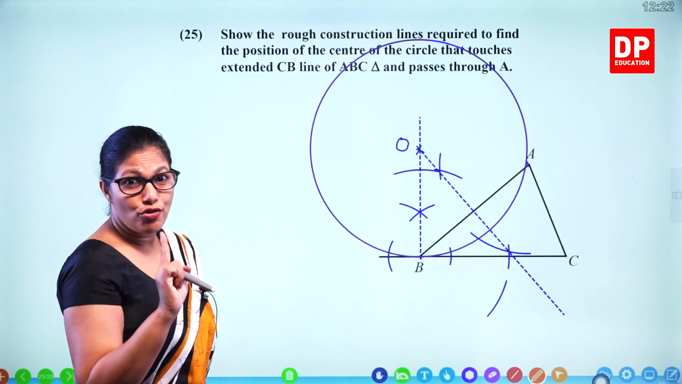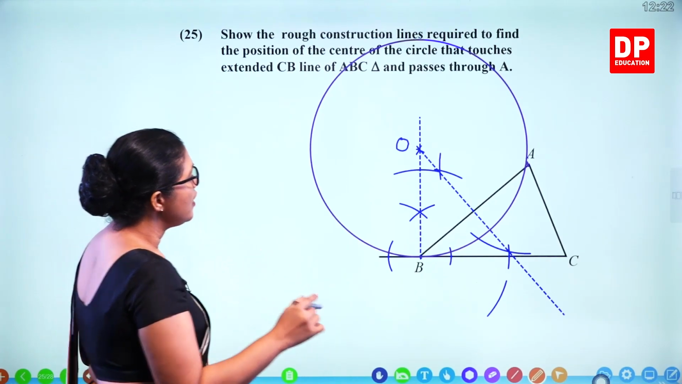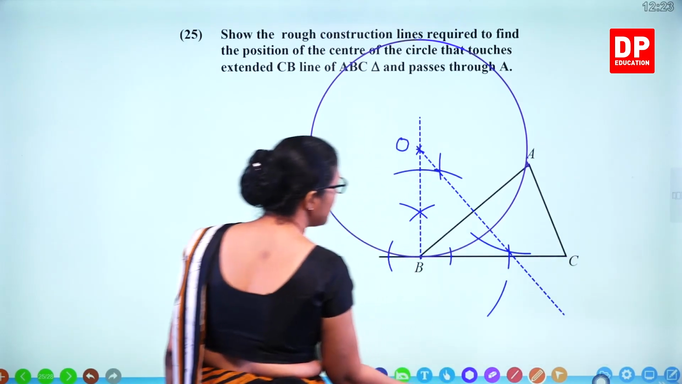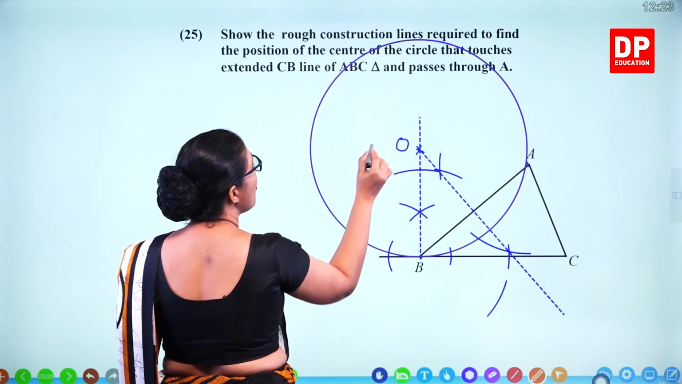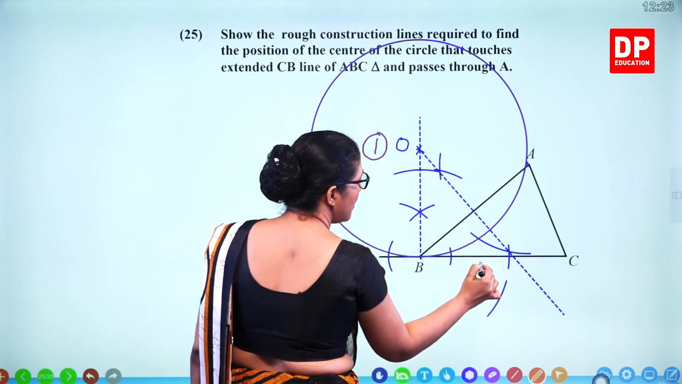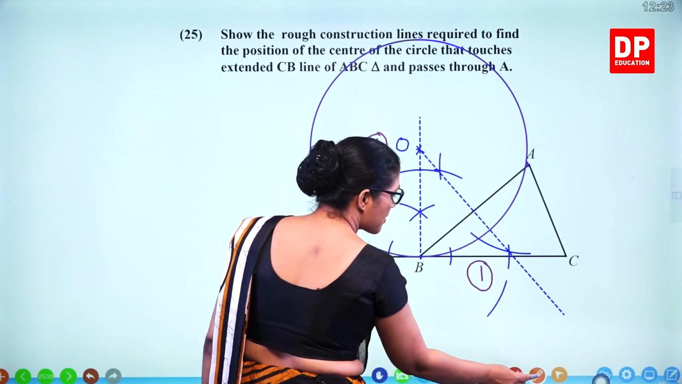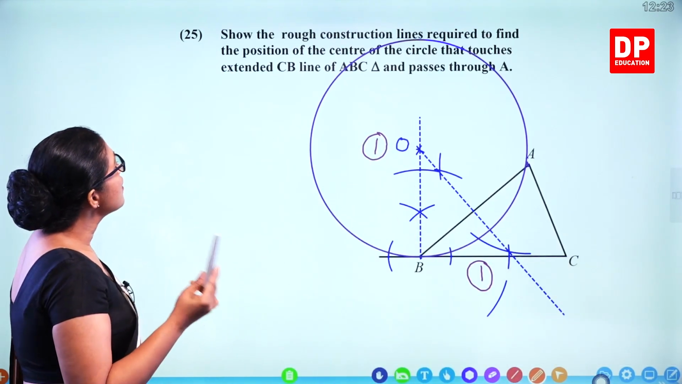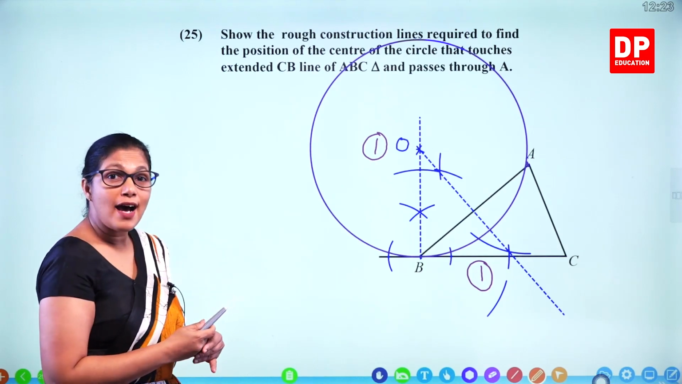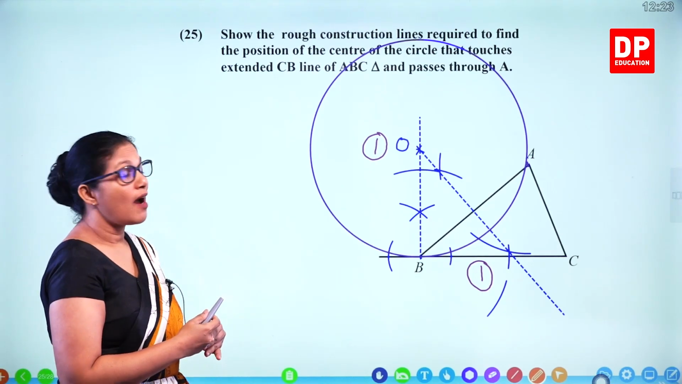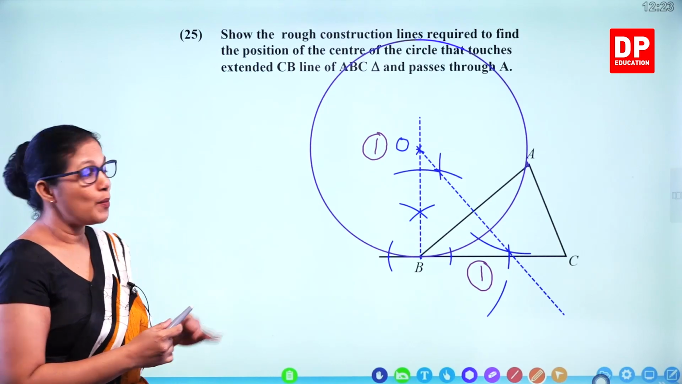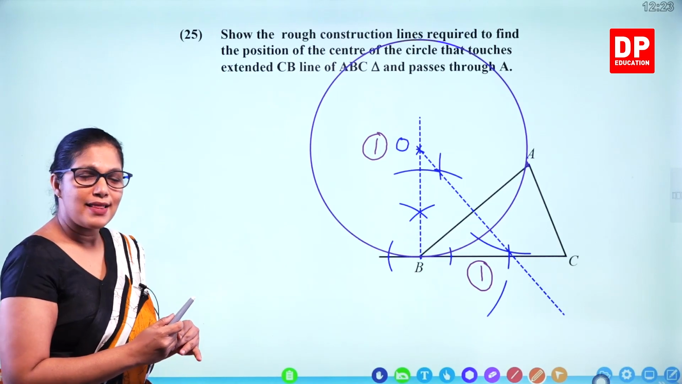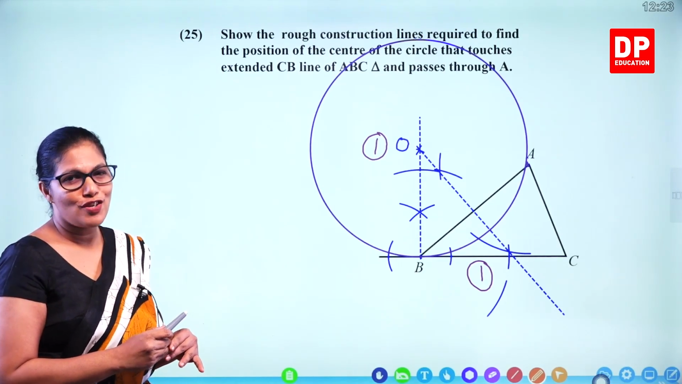You don't need to draw the circle, you just need to show the perpendicular lines and mark the center point to get the marks. So this is one mark, and one mark for these arcs, because it's a sketch. You need to only draw the sketch. So that's the last question in this paper. We covered all 25 questions and gave 50 marks for this paper. Complete the paper and then watch my video to check the answers.